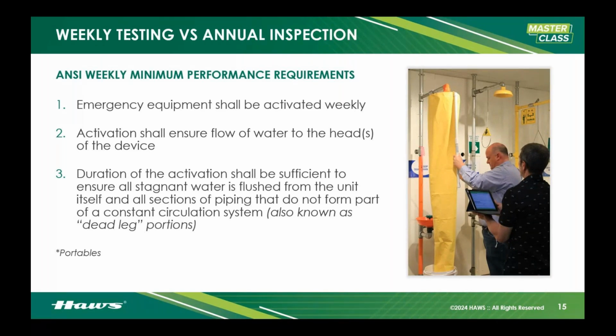But if there's a shower attached, you're getting a lot of water out of that unit very quickly, upwards of 20 gallons per minute. So that can flush the line out pretty quickly if you have long dead legs. Okay. Now for portables, self-contained, either gravity-fed or pressurized units, all that's required is a visual inspection.